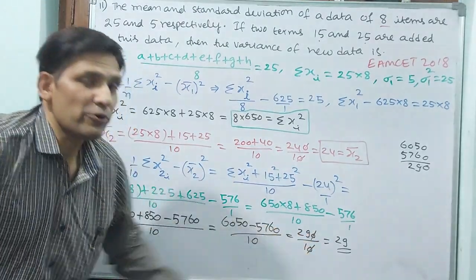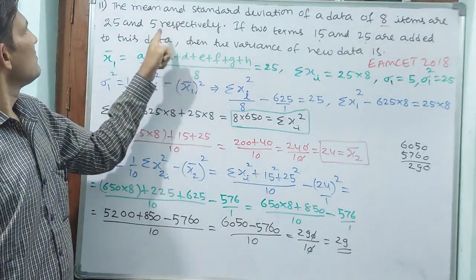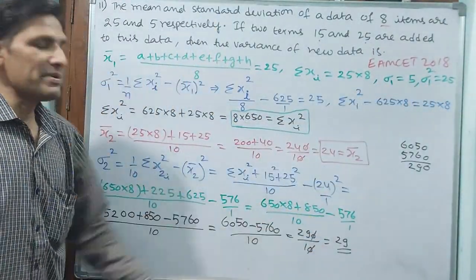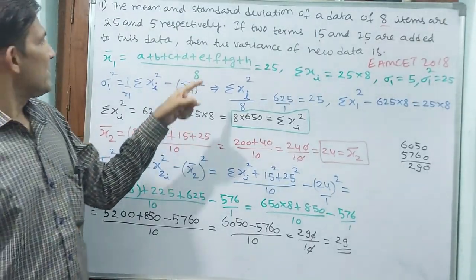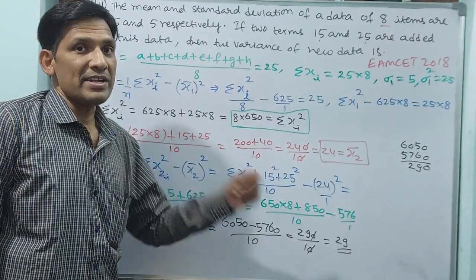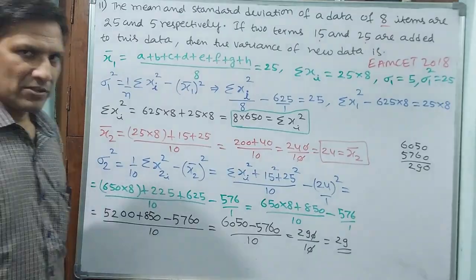Sigma 2 square will be 29. Earlier sigma 1 square how much was there? 25. Now it has been increased. But you see, mean has been reduced. Earlier mean was 25, but mean is reduced. Mean reduced, but the variance increased. Okay. This is the answer for this question. Let us go for the next question.